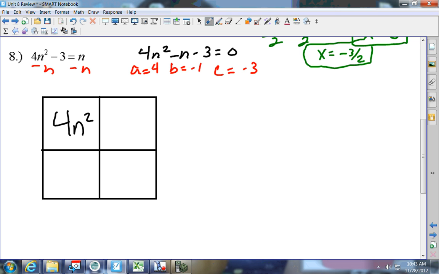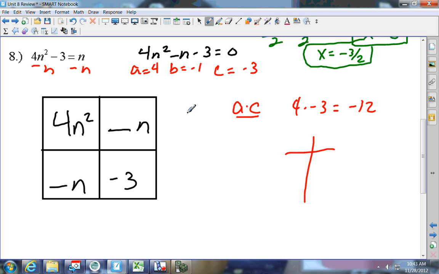4n squared goes up here. Negative 3 goes here. Something n, something n. A times C is 4 times negative 3, which is negative 12. I need the factors of negative 12 that add up together to give me negative 1. If you used 4 and negative 3, if you added them up, you got a positive 1. So we have to use negative 4 and positive 3. So I put negative 4 here, positive 3 here.